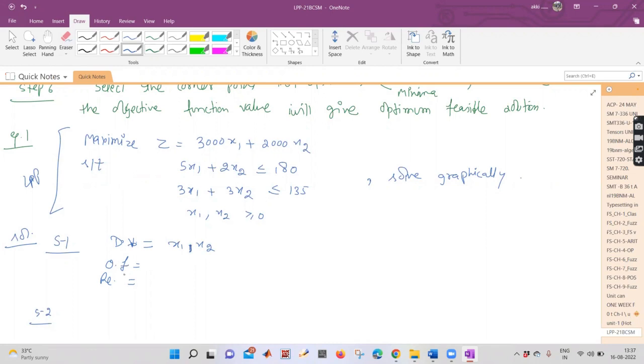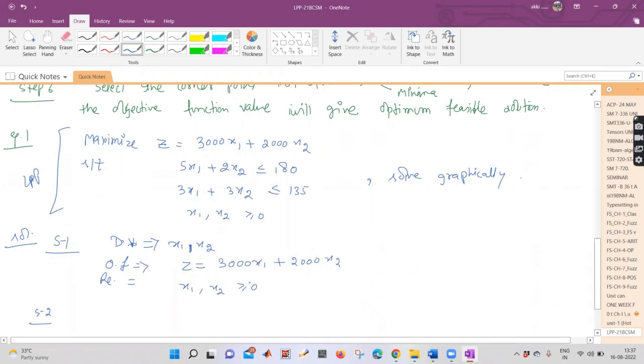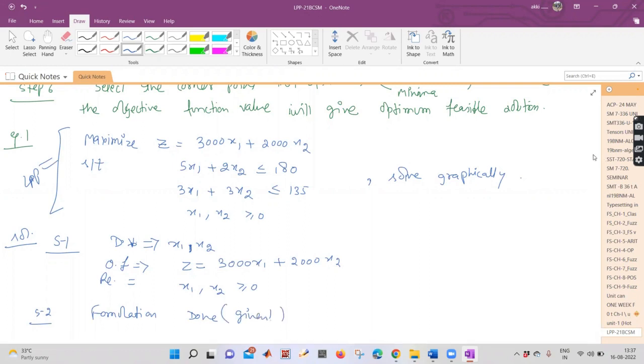Objective function here is, write your objective function. Whatever is your Z, it is 3000x1 plus 2000x2. Now what are your restrictions here? It is already given. Your decision variables are greater than or equal to 0. Step 1 done. Now you need the formulation. So it is already given in the formulation form, so it is already done. Mention it there.